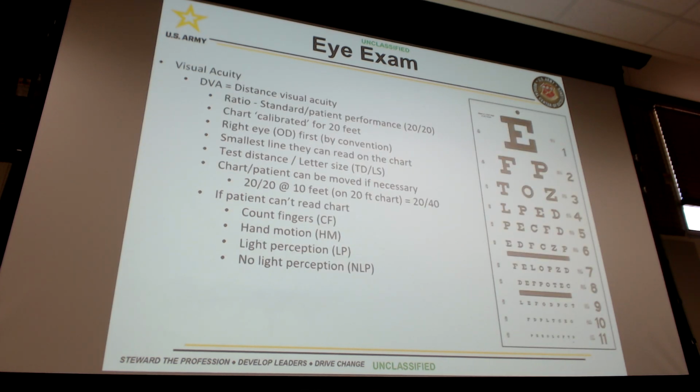I would assume you guys have covered visual acuity already. Yeah. Okay. Remember the higher the number on the bottom, the denominator, the worse the vision is.